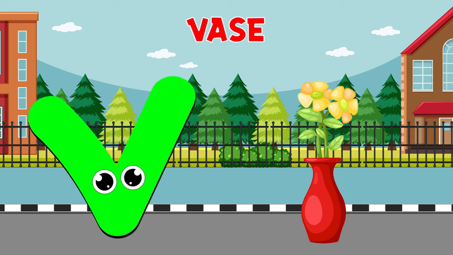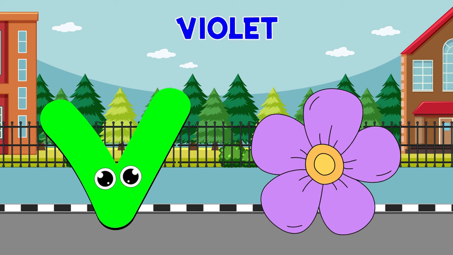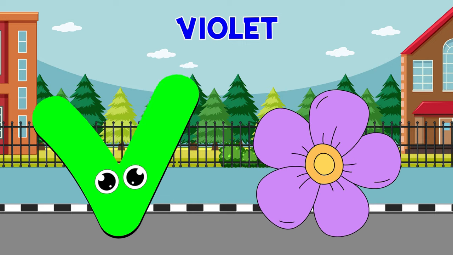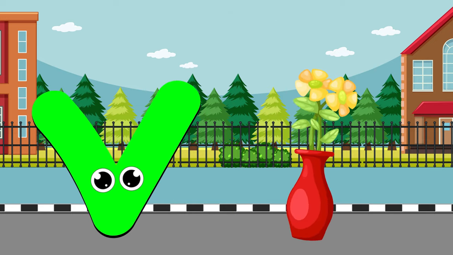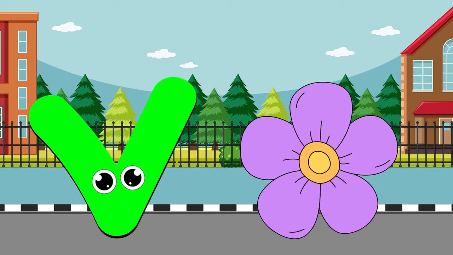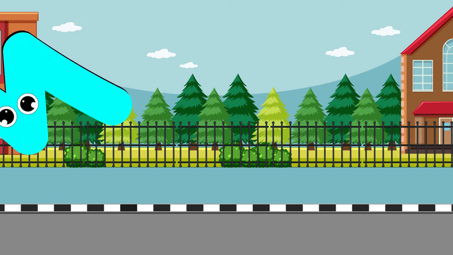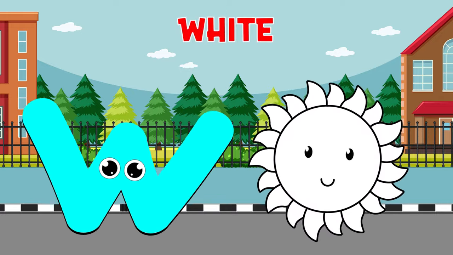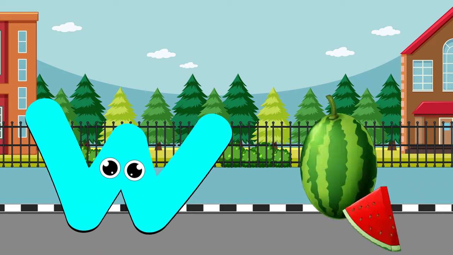V is for violet. V is for vase. V is for violet. W is for white.